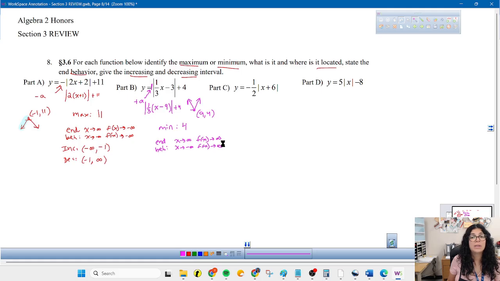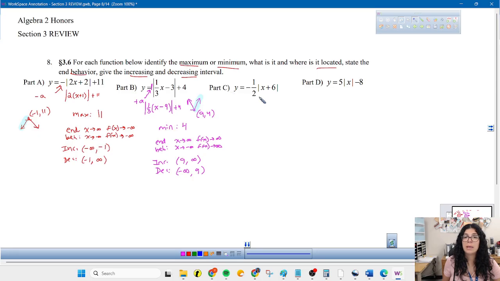Then the increasing and decreasing, well, this time, since it's flipped over, they are basically the reverse of what we just did on the previous one. The increasing part is actually the right side of this absolute value. So from the 9 to infinity, arrow on the right, it is increasing, and on -infinity, the arrow on the left, to the vertex x value 9, it is decreasing.